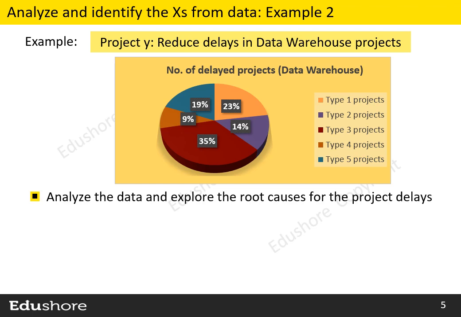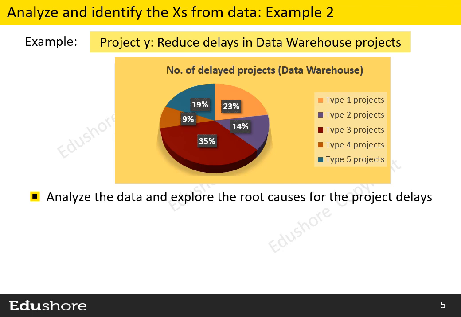For example, this data shows that the delays are more for Type 1, Type 3, and Type 5 projects. 35% of Type 3 projects are delayed. 23% of Type 1 projects are delayed. Now, we need to probe further on why there are more delays for these projects.